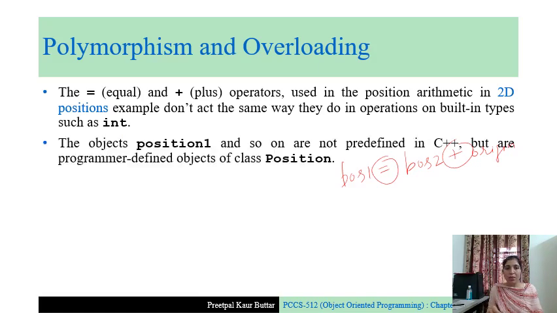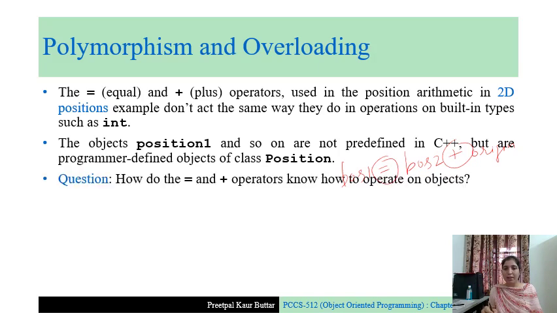The objects position 1 and so on are not defined in C++, but are user defined or programmer defined, and equal to and plus are operating on the user defined data types instead of the built-in data types. So the question arises: how do the equal and plus operators know how to operate on these objects? How are they able to add 4, 5 to 0, 0?